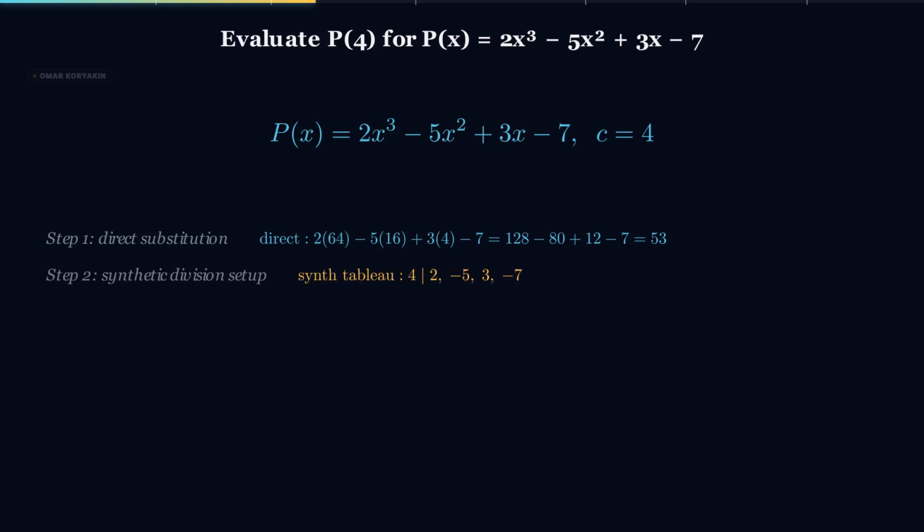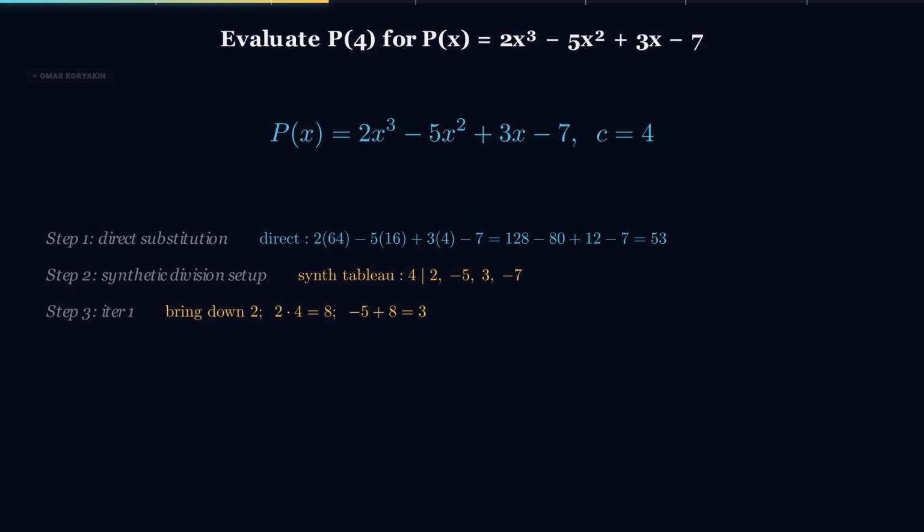Step 2. Synthetic division setup. Coefficients of p are 2, negative 5, 3, negative 7. Write 4 at the left of the tableau, separated by a vertical bar. Write the coefficients across the top. Step 3. Run the synthetic algorithm.